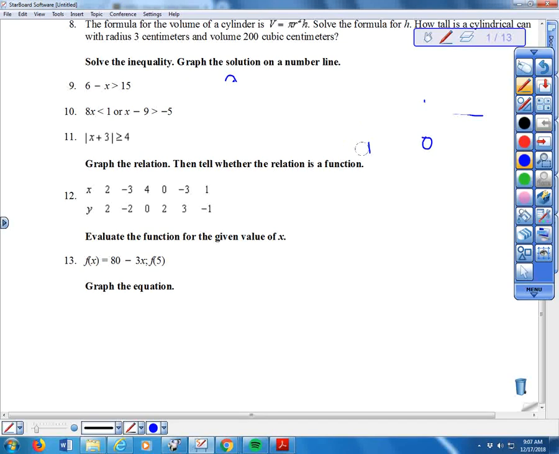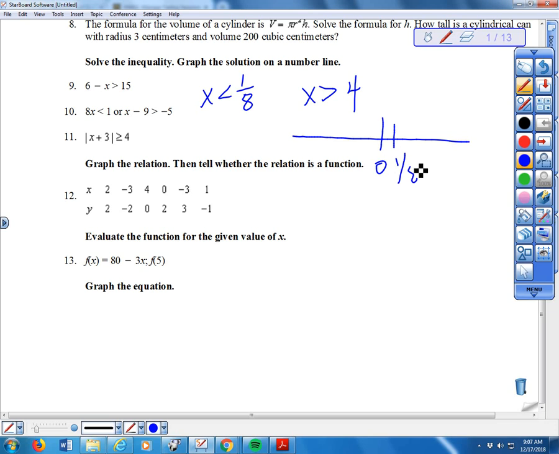Now I've got a compound inequality. Either 8x is less than 1 or x minus 9 is greater than negative 5. So to solve the first one, x would be less than 1/8. Or I'd add 9, x is greater than 4. So I have 1/8 and 4. It's less than 1/8 and greater than 4. Open circle because it's not or equal to.